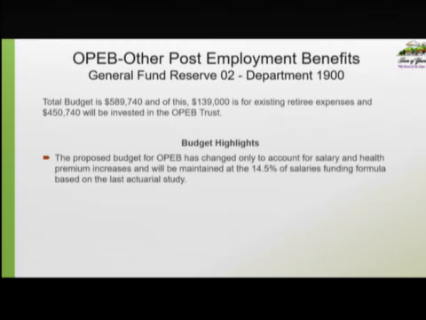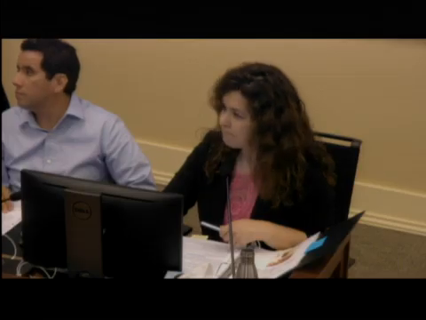The proposed budget has only changed slightly to account for the 14.5% formula that I mentioned earlier to cover the ARC. When the actuarial study is completed, we may have to change that participation formula, but we would come to you to report that and have you determine whether you'd like to make that decision. Any questions about OPEB? No? Okay. PERS. So PERS, this is a new fund.